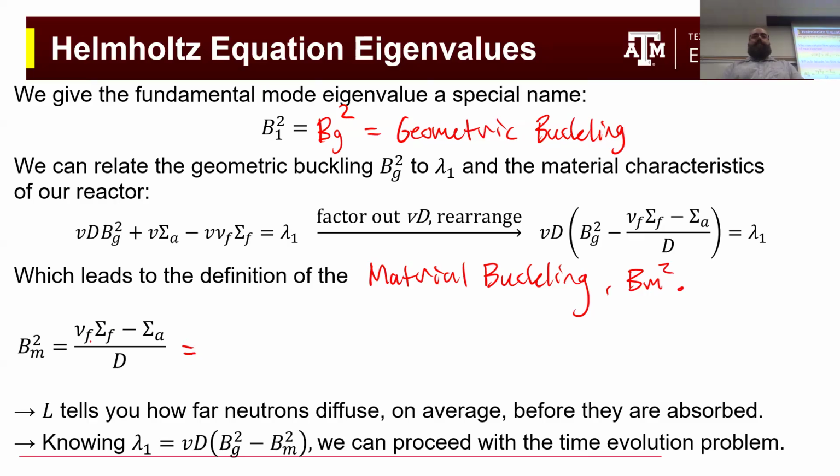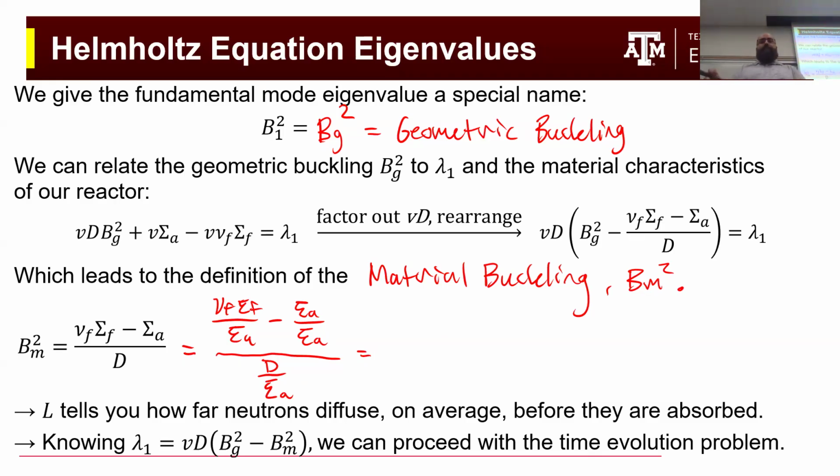We could take this material buckling and divide top and bottom by sigma_A. So if we do that, we'll have nu sigma_F over sigma_A minus sigma_A over sigma_A, all over D over sigma_A. Just dividing top and bottom by sigma_A.